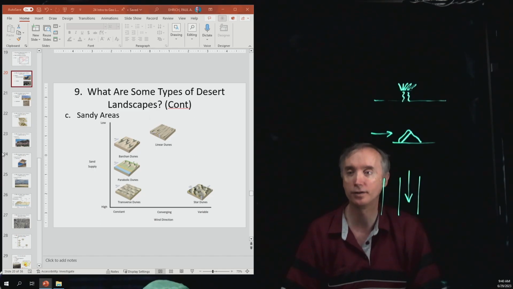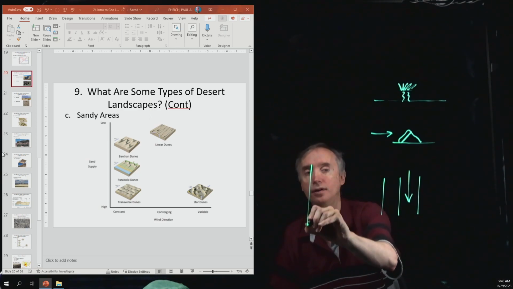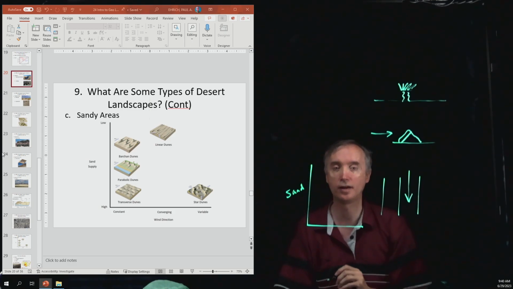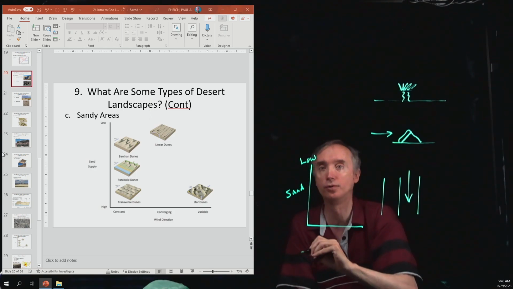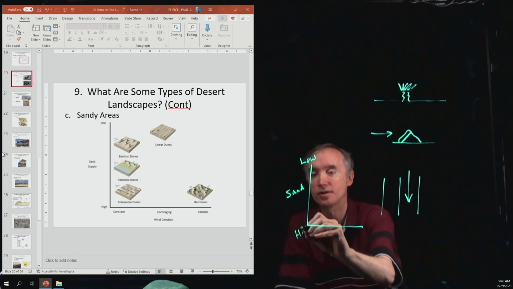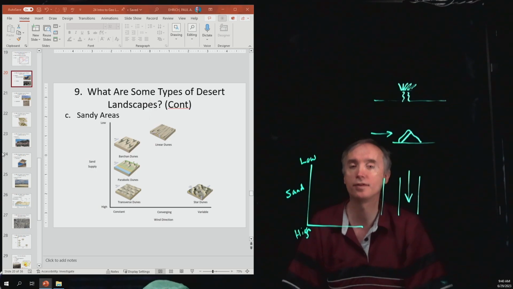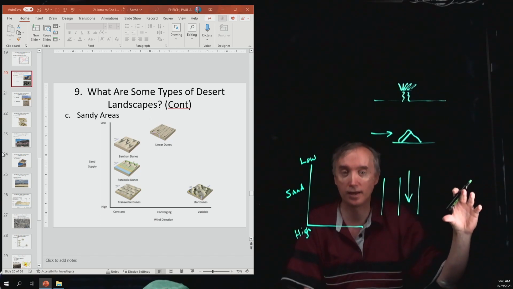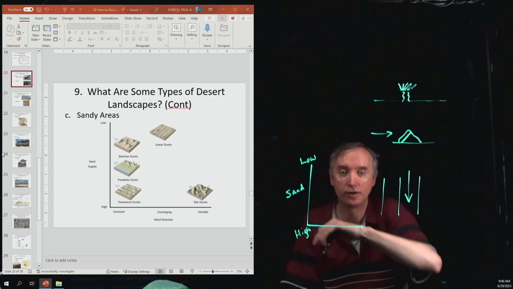I would like for you to be able to recognize the shapes of different sand dunes. And so in this chart here, we've got a graph, and over here is going to be the amount of sand that is available. So up at the top, this is where you have low amounts of sand available. And then down here at the bottom of the chart is where there's high amounts of sand. And so for example, when you normally think of like the Sahara Desert, you think of these gigantic sand dunes. And so that is going to be down at the bottom of the chart where you have a very large amount of sand.